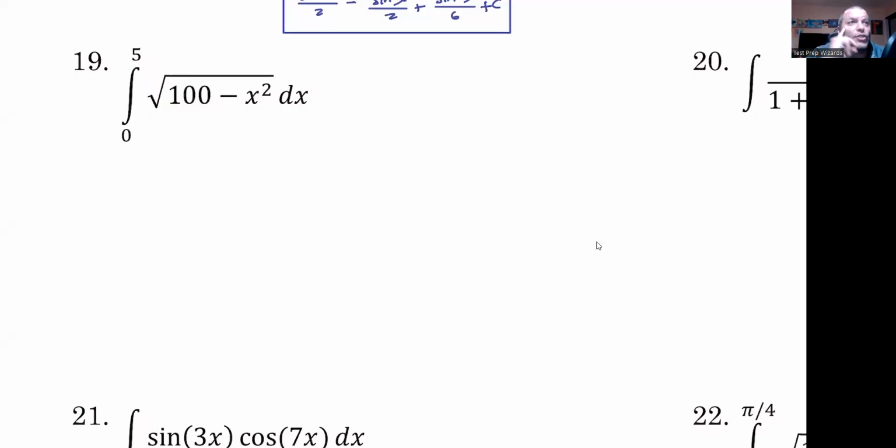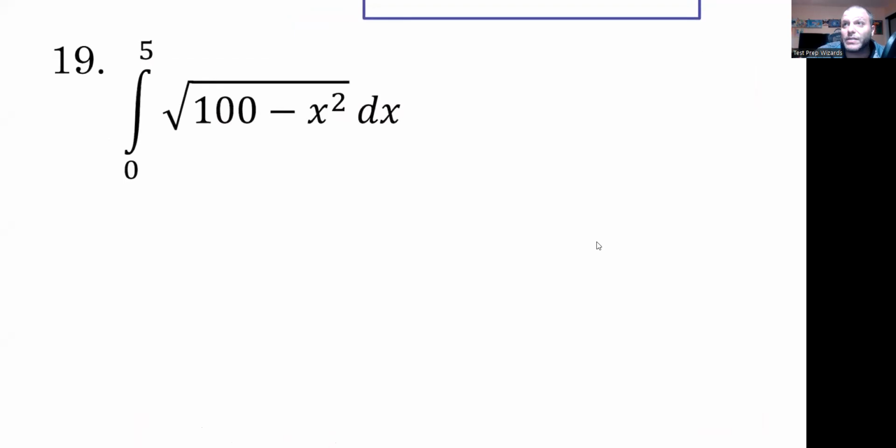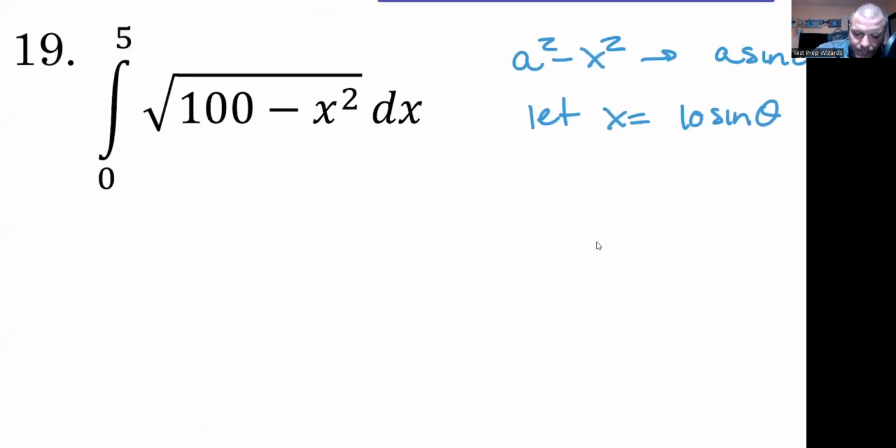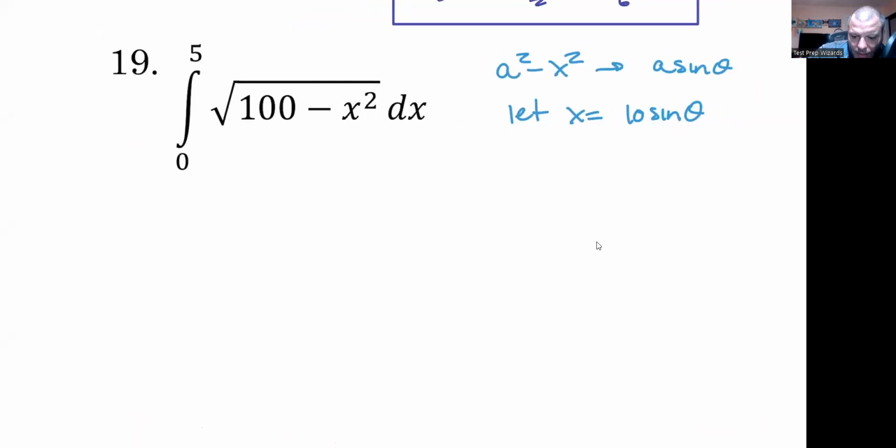Question 19. So we have a trig substitution, right? This is one of these trig substitutions that doesn't look like a trig substitution, but we have something like a squared minus x squared. So this should make us think a times the sine of theta. All right, so since a squared is 100, let's say let x equal 10 sine of theta. I'm going to worry about these fives at the end, aka my limits.